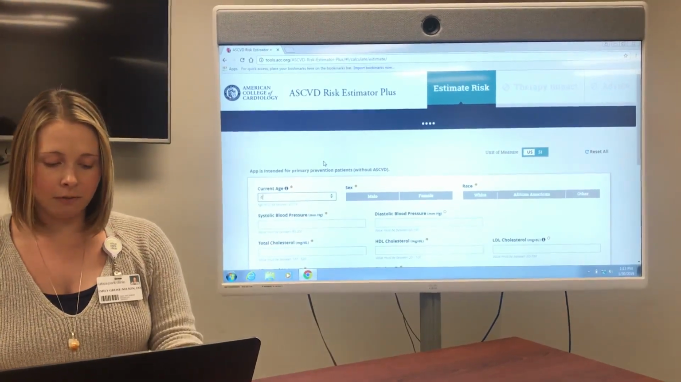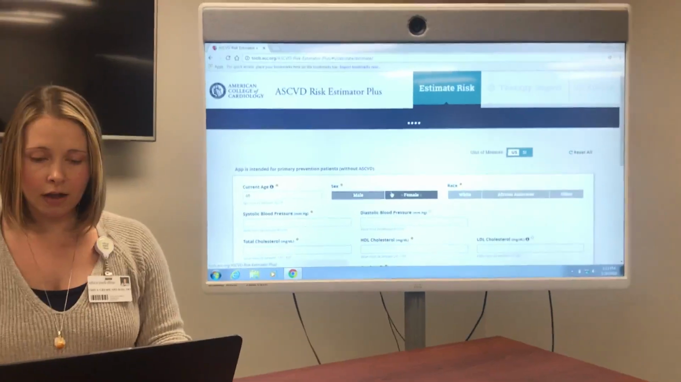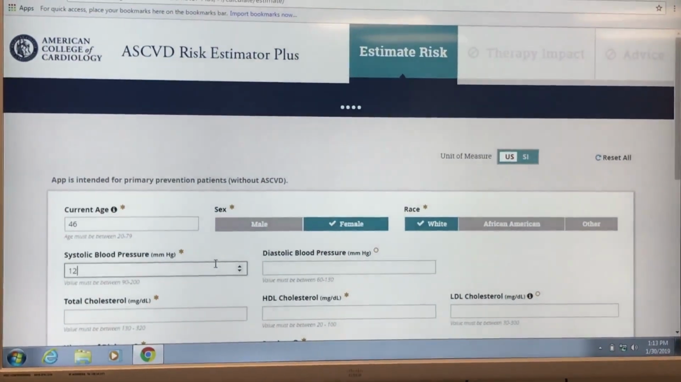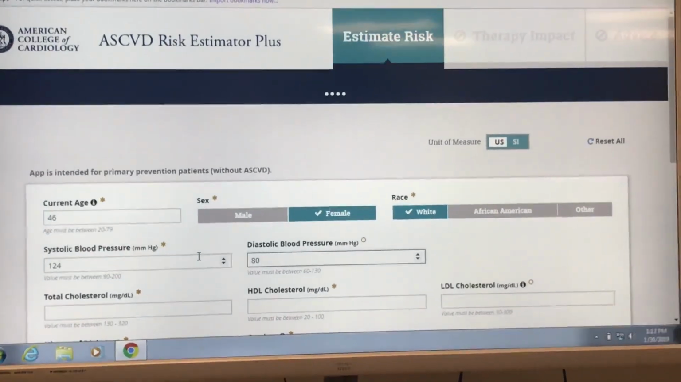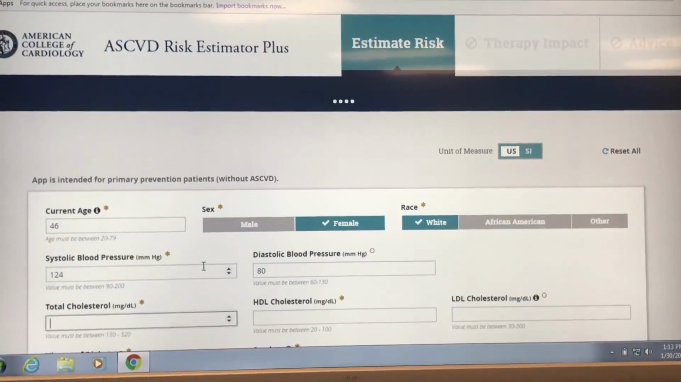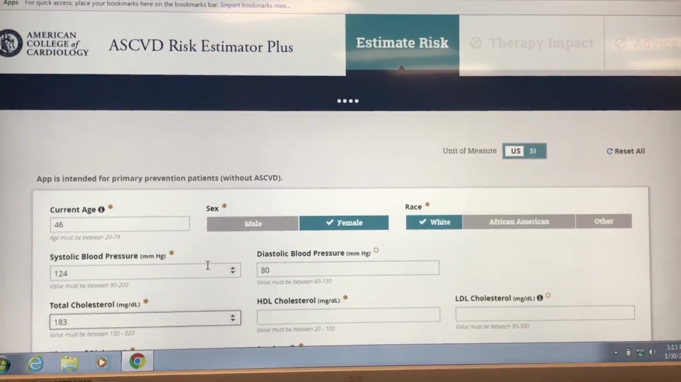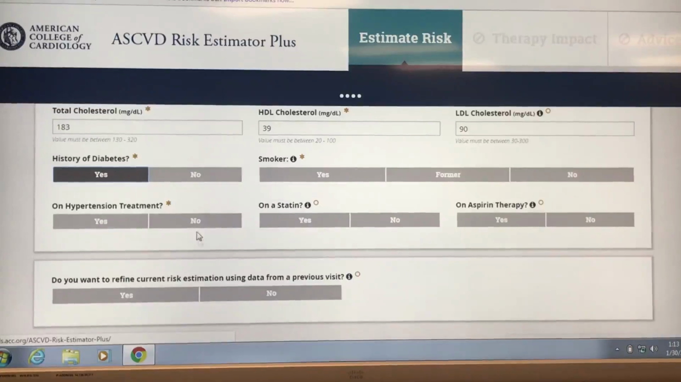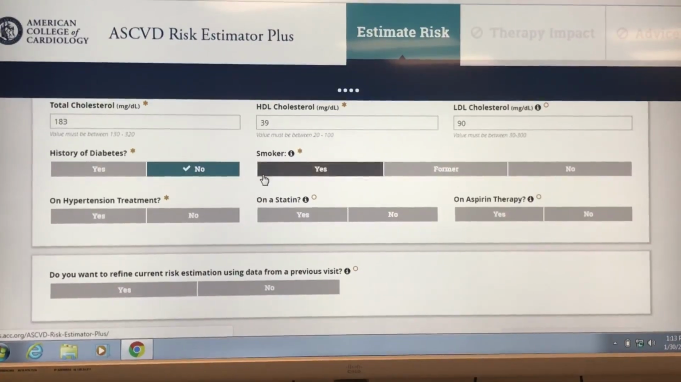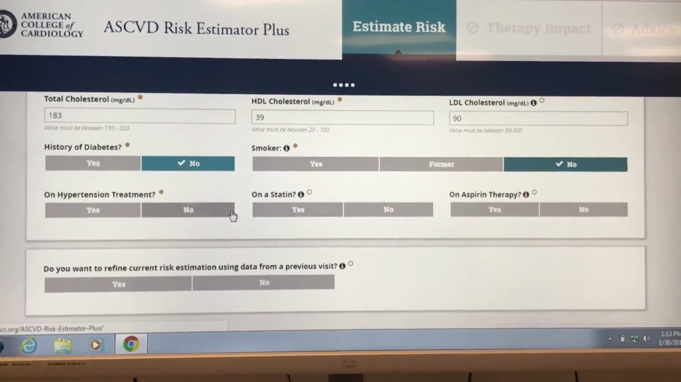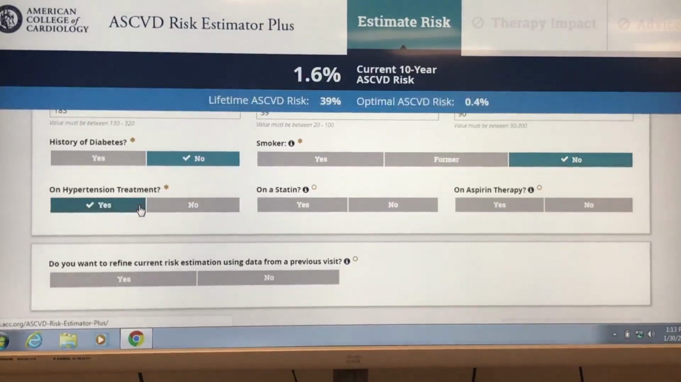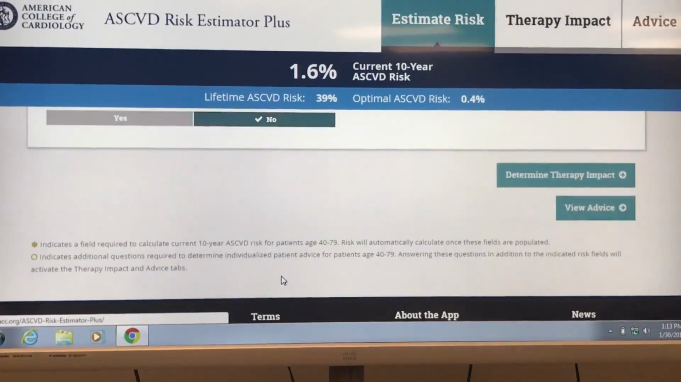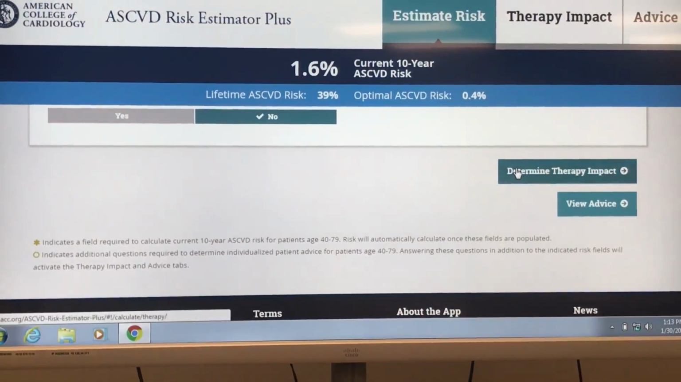The first one is going to be a 46-year-old Caucasian female, blood pressure of 124 over 80. Her total cholesterol is 183, HDL is 39, and LDL is 90. She does not have a history of diabetes, does not smoke, she is on blood pressure medicine, and is not on a statin or aspirin. And this just asks if you want to compare it to anything previously.